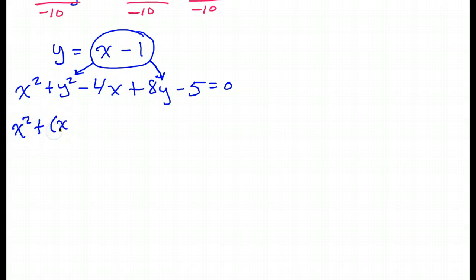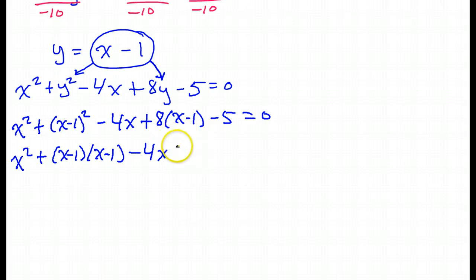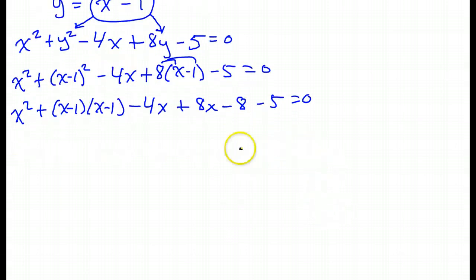So that's going to give me x squared plus x minus 1 squared, minus 4x plus 8 times another x minus 1 minus 5 equals 0. Now, remember that x minus 1 squared, I can't just square the two parts. I need to write that twice. So I will have x squared plus x minus 1 times x minus 1 minus 4x. I might as well distribute this now. So that's going to be plus 8x minus 8 minus 5 equals 0.